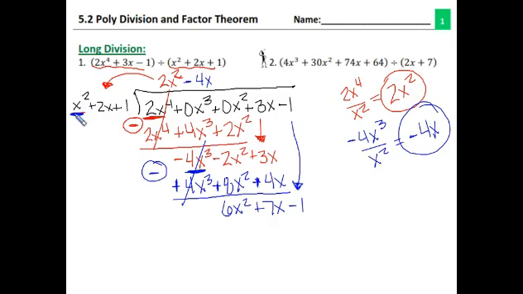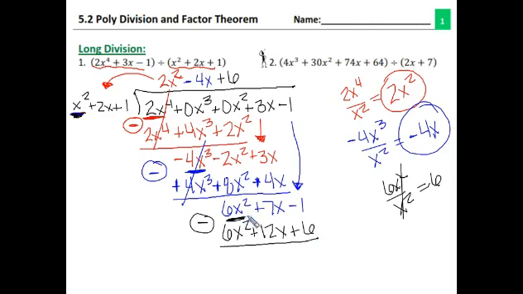And the process continues. We have 6x squared divided by x squared, which is just going to give us a value of 6 because those cancel. So we can put 6 up top and multiply it over to give us 6x squared plus 12x plus 6, and again we're going to subtract. First terms cancel just like we want. 7 minus 12 gives us a negative 5x, and then negative 1 minus 6 gives us a negative 7.